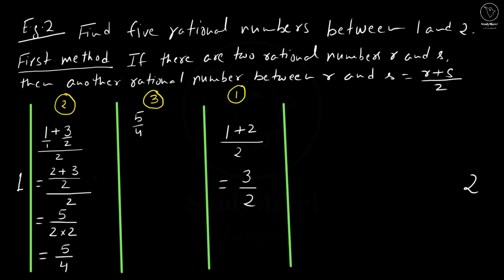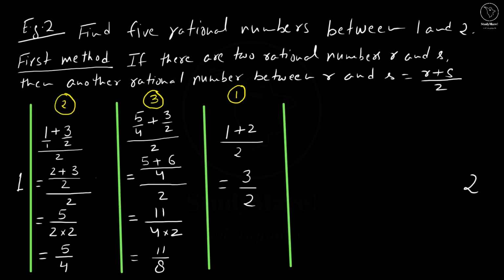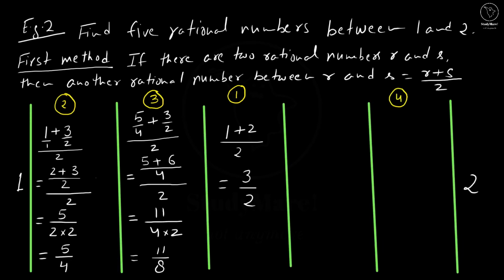Let's do 5 by 4 plus 3 by 2 divided by 2, which equals, LCM is 4 and we get (5 plus 6) by 4, whole divided by 2. Solving it further, we get 11 by 4 into 2, which equals 11 by 8. Same way, we can find our fourth number.